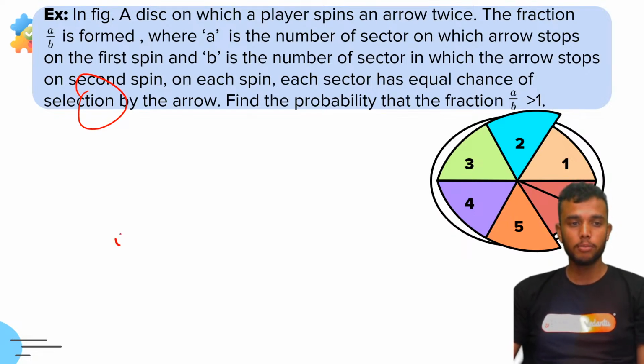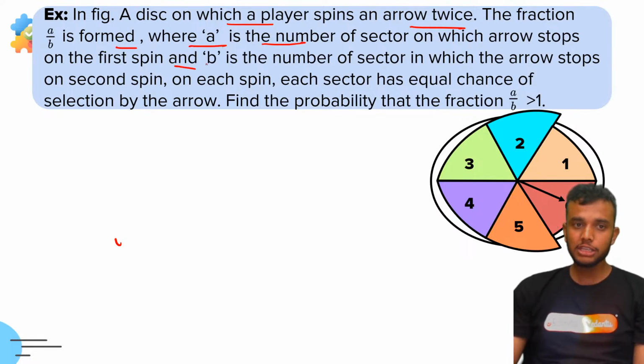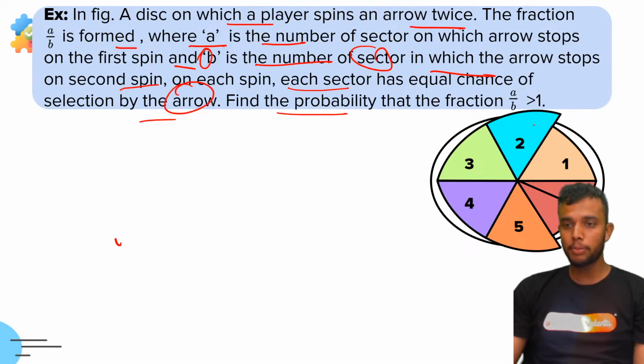The first problem: in the figure, a disc on which a player spins an arrow twice. The fraction a by b is formed, where a is the number of the sector on which the arrow stops on the first spin and b is the number of the sector on which the arrow stops on the second spin. On each spin, each sector has an equal chance of selection by the arrow. Find the probability of getting a by b less than 1.